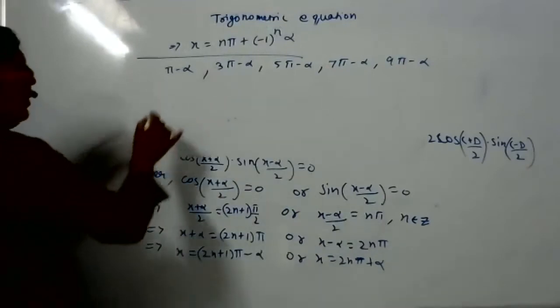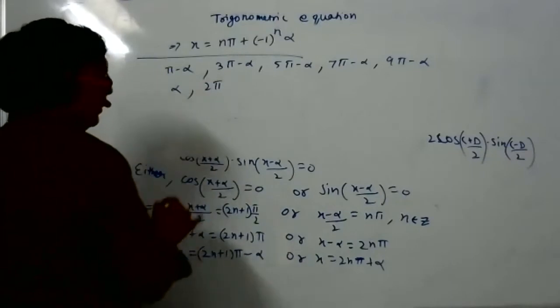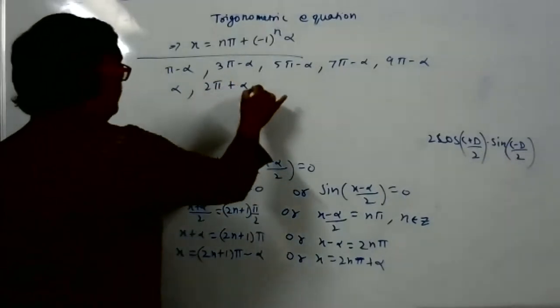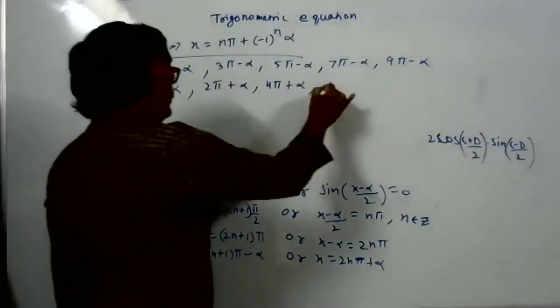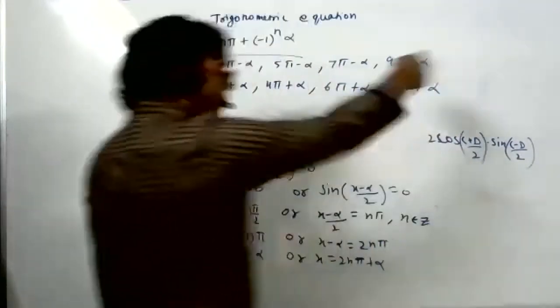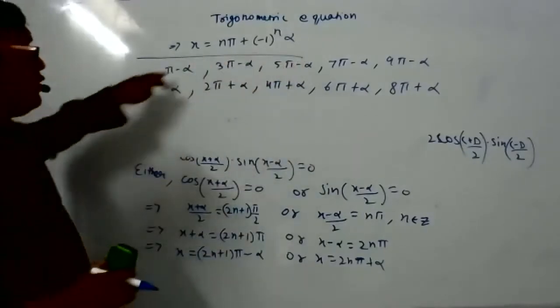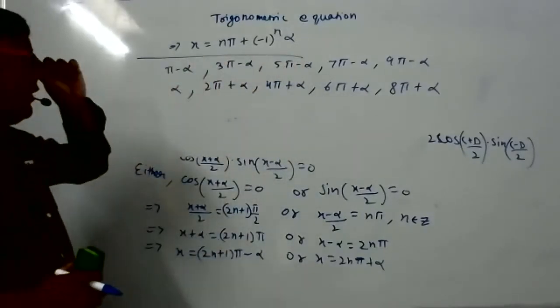So you will get alpha. Then if you put 2 pi plus alpha, 4 pi plus alpha, 6 pi plus alpha, 8 pi plus alpha, and more angles are there. I don't have to stop. All angles together I have to write. You have to see carefully.